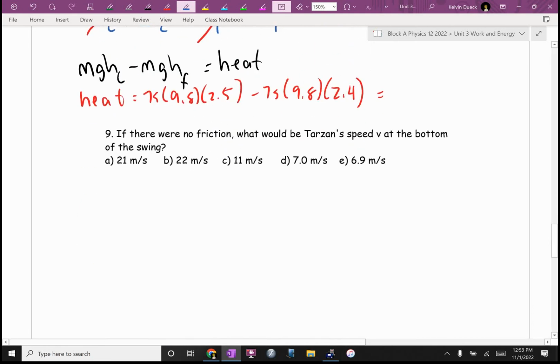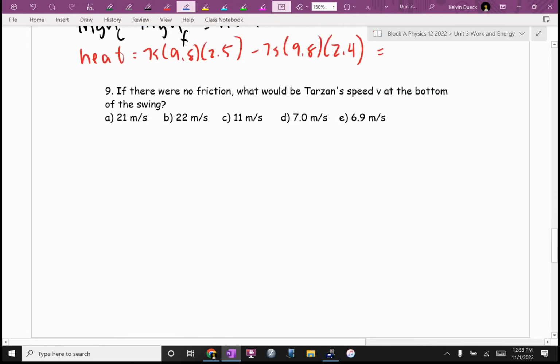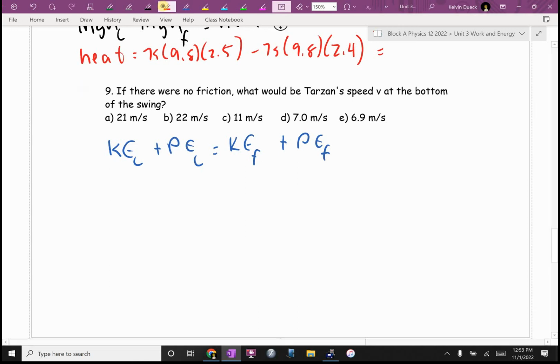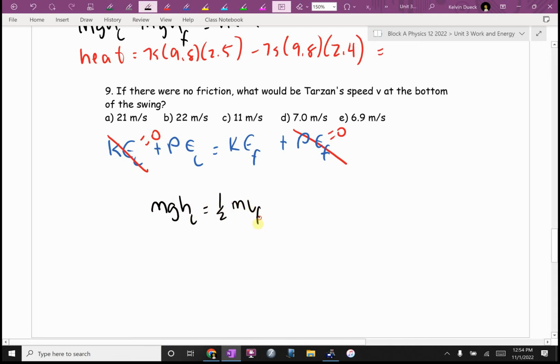What if there was no friction? What would Tarzan's speed be at the bottom of the swing? Well, again, it's a change in height, change in speed, yucky, curvy path. So it's going to be conservation of energy. But no heat. At the bottom of the swing, I think I can say that because we're on the ground, I think I can say that the potential energy final is 0. And Quinn has already pointed out we're starting at rest. And so this simplifies to mgh initial equals a half mv final squared. Is there an m in everything?